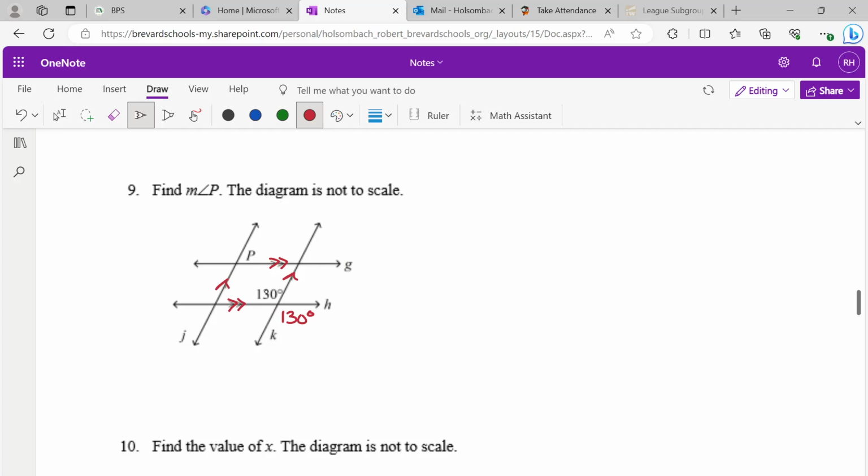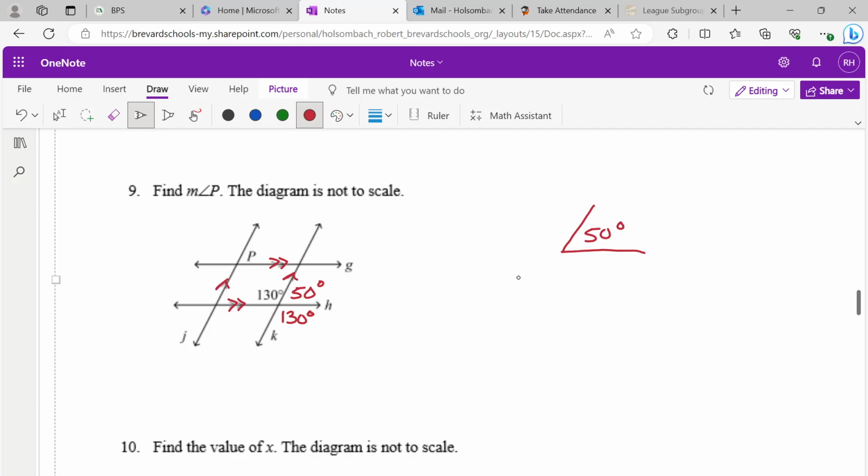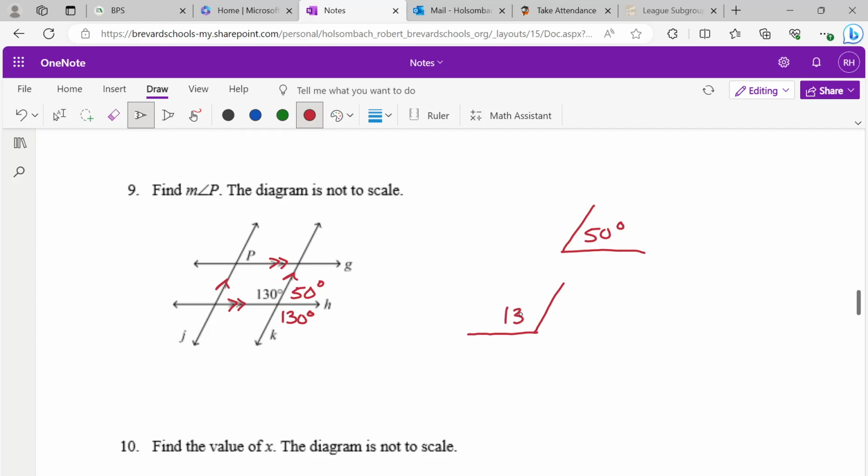And if the given angle was 130 degrees, what's the measure of the angle to the right of it? 50 degrees. They are a linear pair. So hopefully you can see the difference between the big angles and the small angles. The small angles look like this, and they're all 50 degrees. The big angles are obtuse. They look like this, and they're all 130 degrees. All right?